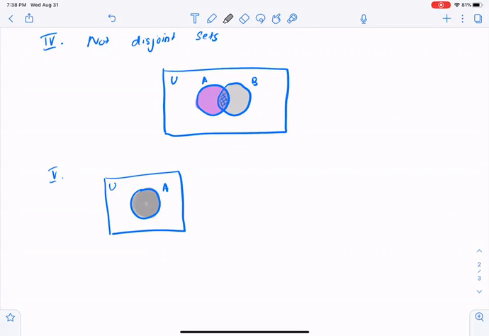Do people use that representation often in practice? No, I don't use it. But since we are covering Venn diagrams, I'm just mentioning it.